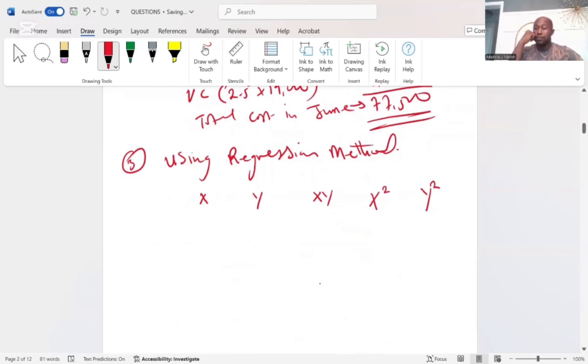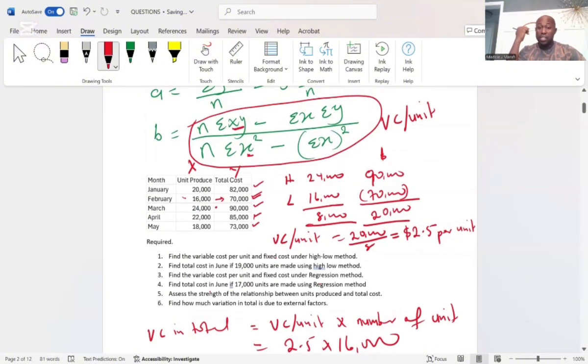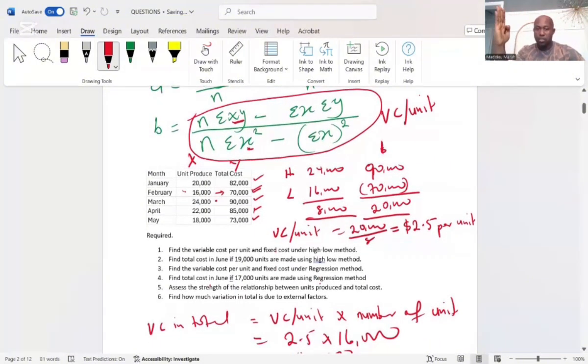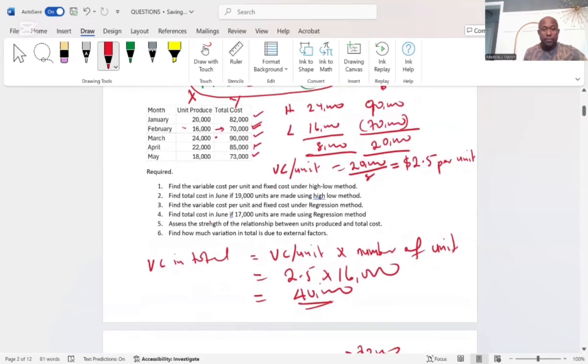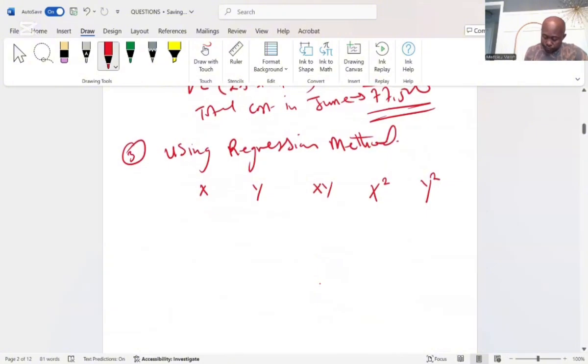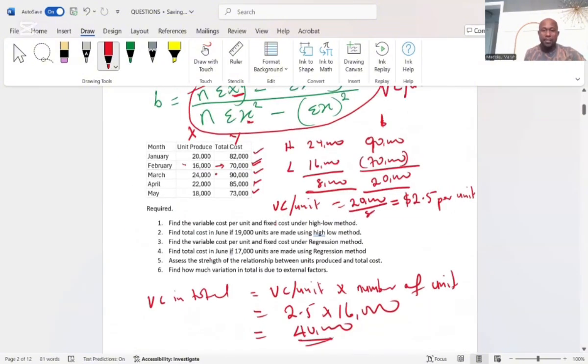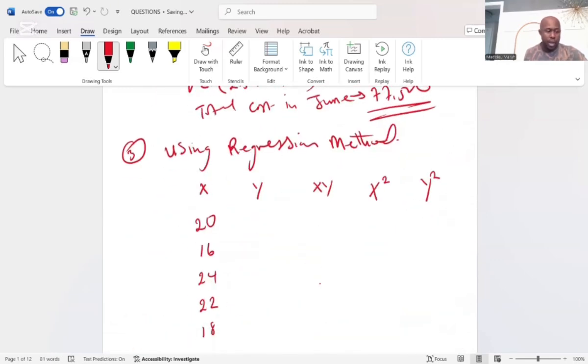Remember the formula for correlation. These are my values. For calculation purposes, I will skip all 3 zeros for now. Let's work in 1,000. So for my x values, I have 20, 16, 24, 22, and 18. These are my values for x. My values for y, I have 82, 70, 90, 85, and 73.